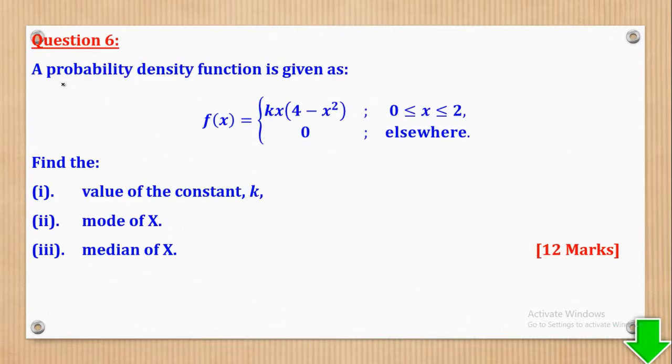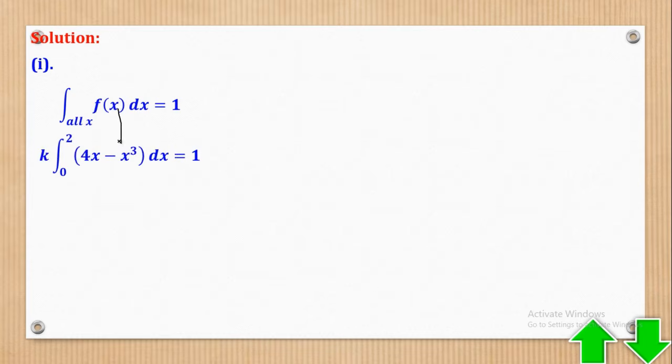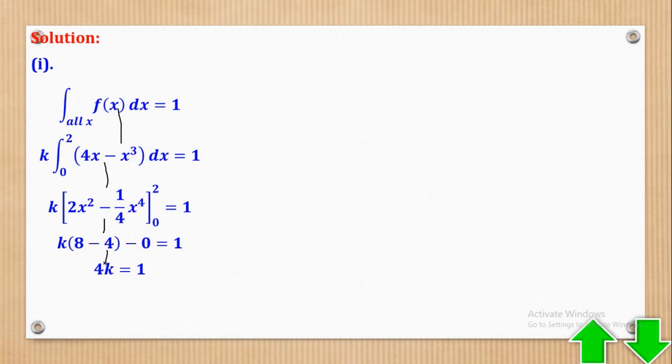So with that we can go through this question. This question says a probability density function is given as, then that is the function, then they said find part A, the value of the constant k, part B, the mode of x, and part C, the median of x. So let's start with the value of the constant. You shall remember that the integral of f(x) for all values of x must be equal to 1. So substitute for f(x), then you integrate, then you substitute the limits and simplify, then make k the subject and it will be equal to a quarter.